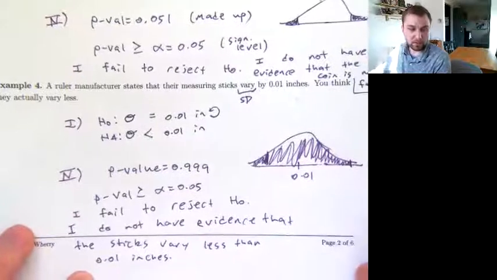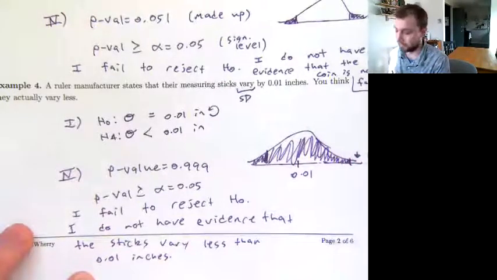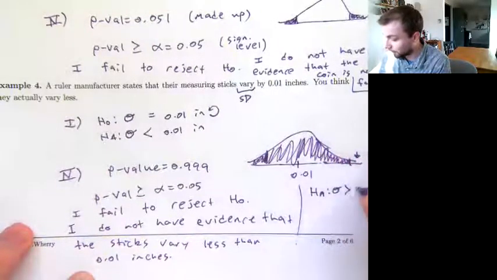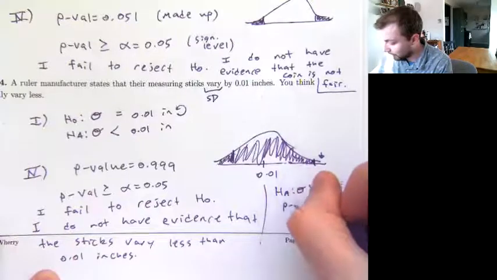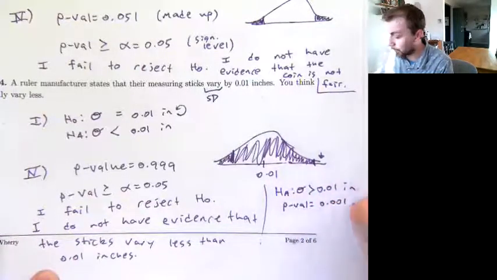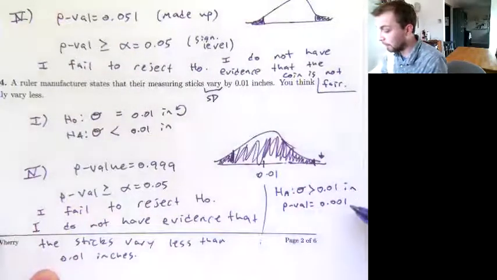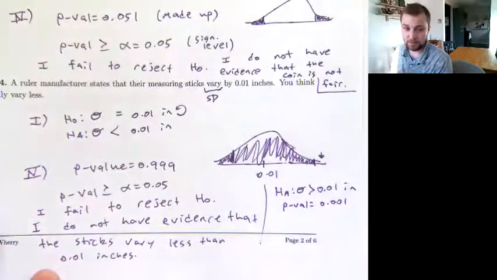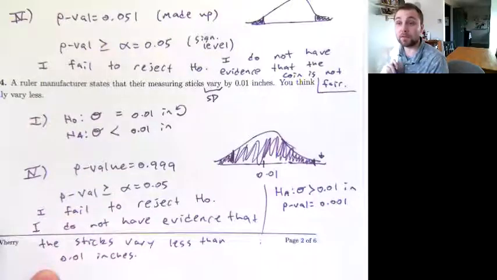Just as a note, the reason why I don't have evidence that it varies less than that is if you think about this little tail here, that would be tiny if I was testing in the opposite direction. In fact, if my alternative hypothesis was testing for them varying more than 0.01 inches, I would end up with a p-value of 0.001. In this case, I would reject the null hypothesis and I would have evidence that it is more than 0.01 inches. The reason why I don't have evidence for less is because I actually have evidence for more.